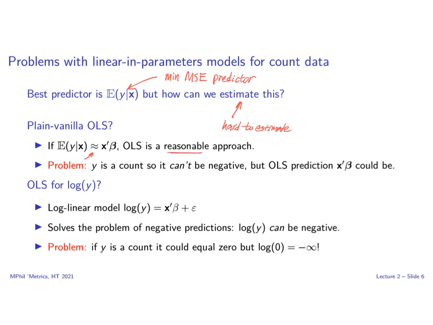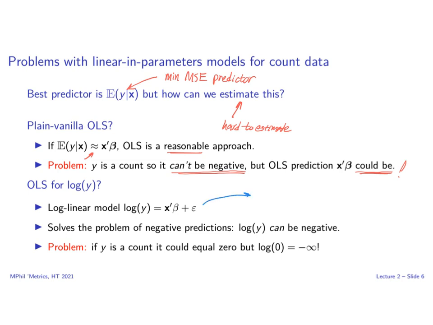However, if y is a count variable, then it can't be negative. But the OLS prediction, x prime beta, could be. At the very minimum, we would like our predictions to actually be possible values of y, so this is a bit of a drawback. An idea for overcoming this problem might be to work with, say, the logarithm of y.